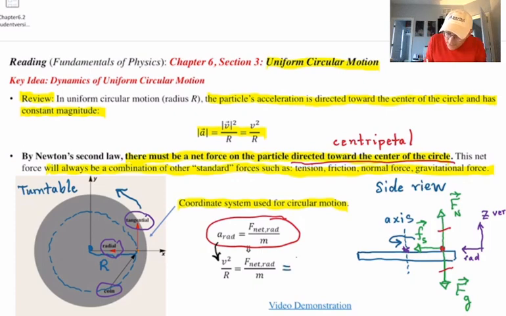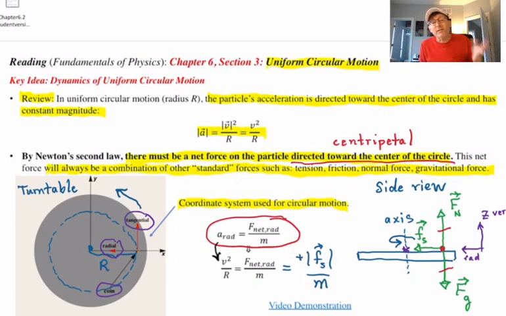So plus magnitude of F static over m. And that's all I can do at this point. I've just set up Newton's second law for the coin on the turntable. I can't go any further without additional information about the situation.